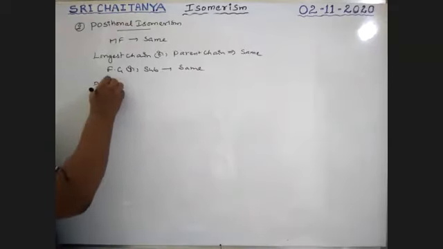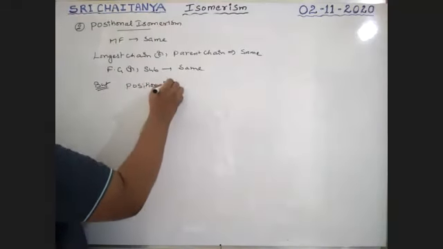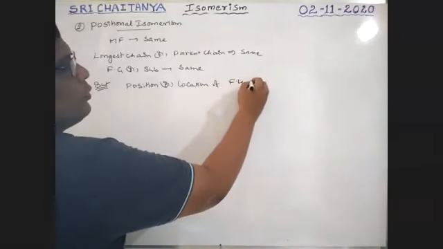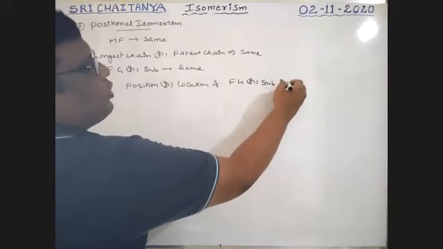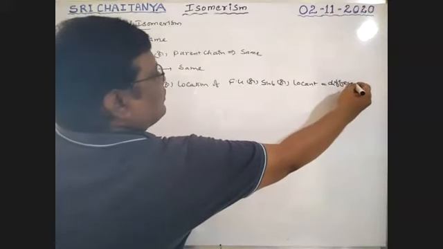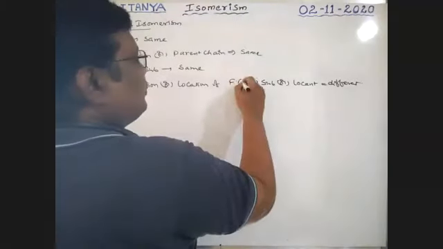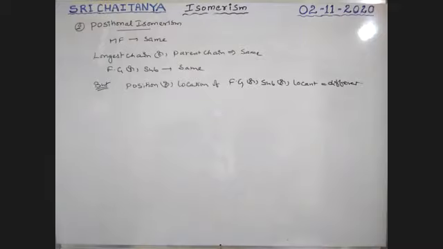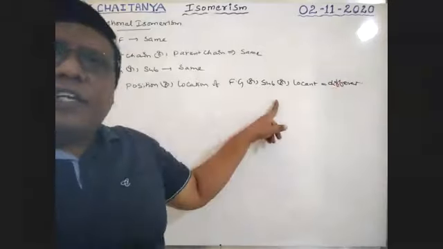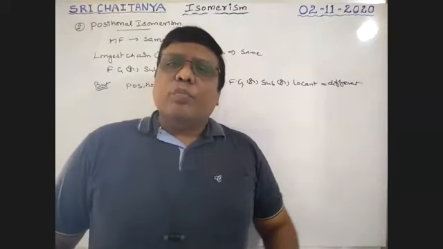But the position or location of the functional group or substituent or locant is different. Whatever it may be, everything else is the same, boys, but the position is different. That is why it is called positional isomerism. Everything is same. Position is different.